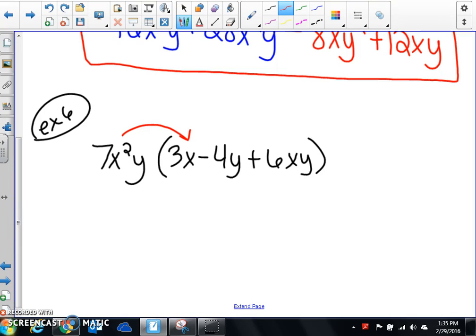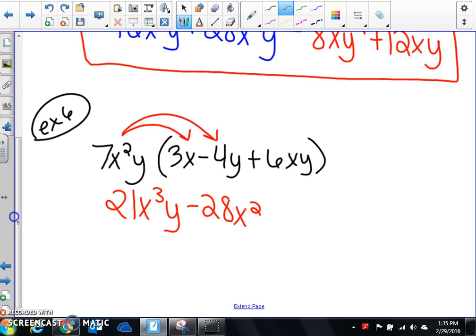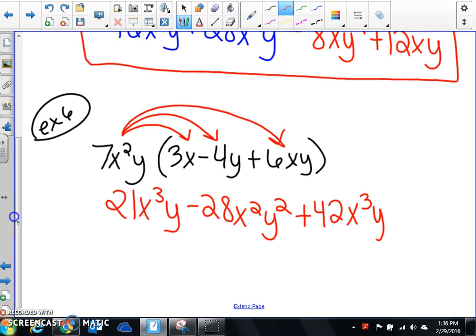7 times 3 is 21. I have 2 x's and another x, so x to the third, and then I still have my y. 7 times negative 4 is negative 28. I've got 2 x's and then a y and a y, so y squared. Go out here. 7 times 6 is a positive 42. I have 2 x's and another x, so x to the third. And then I have one y and another y, so y squared.